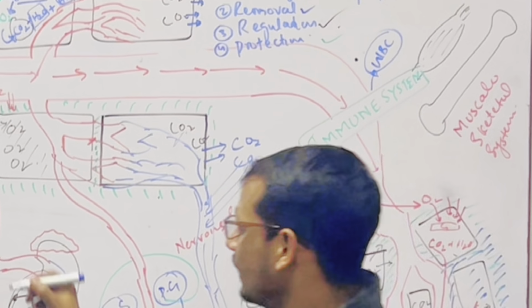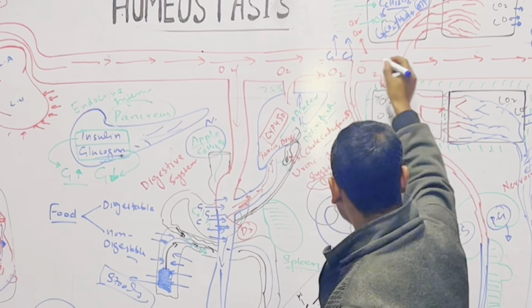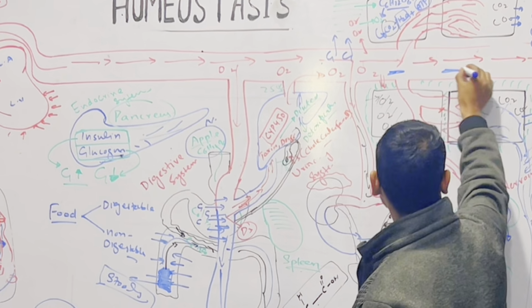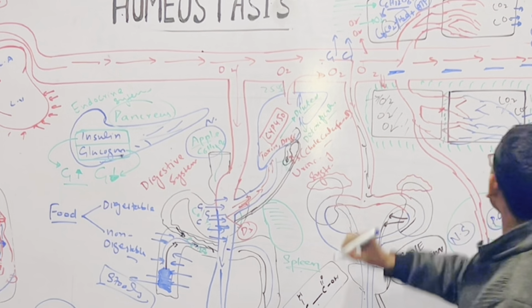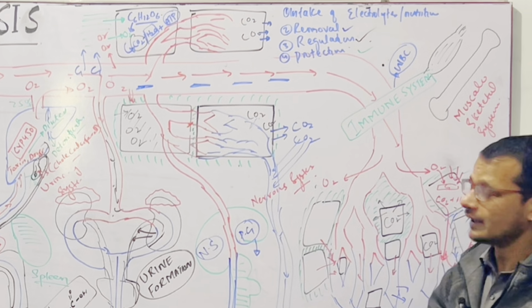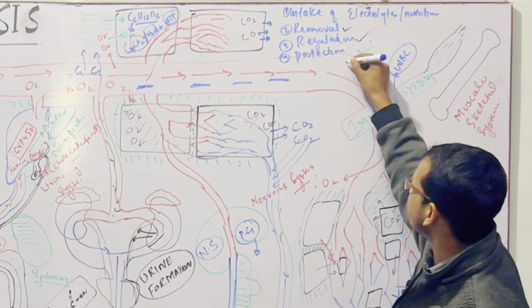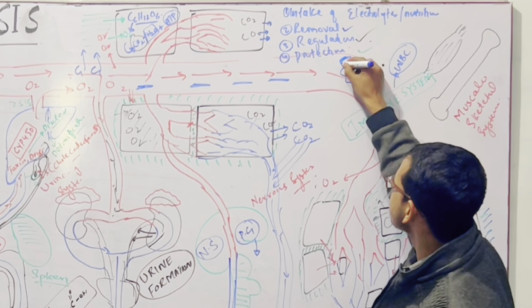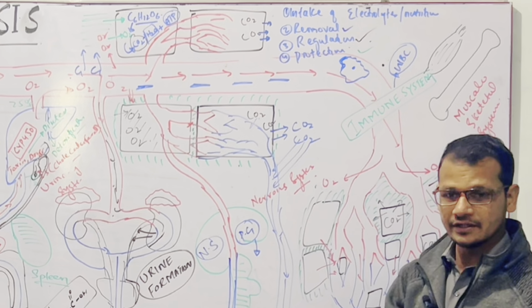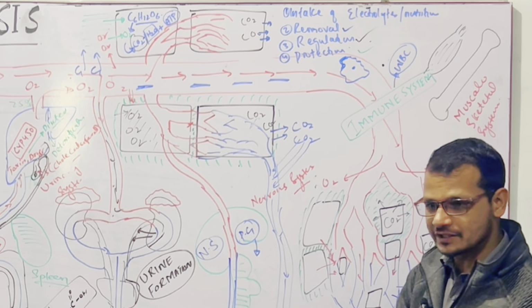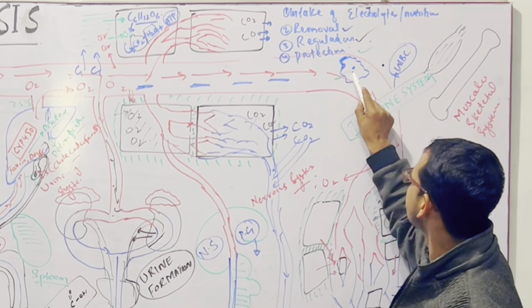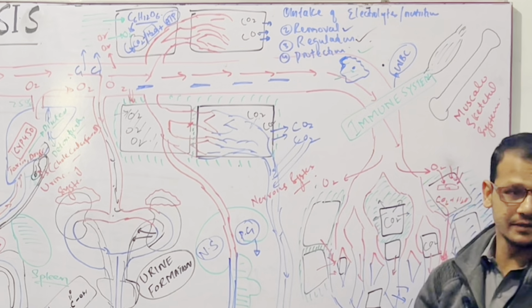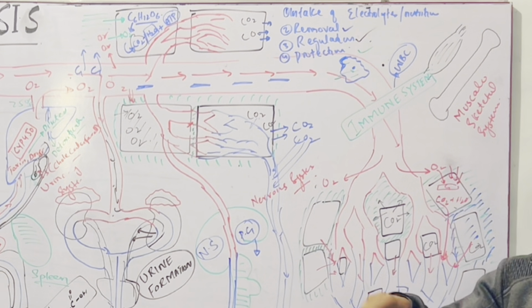For example, we have oxygen, but we also have bacteria in blood. In blood, we have white blood cells, macrophages. What is the role of these macrophages? They engulf pathogens and bacteria and protect us from the effect of these bacteria.